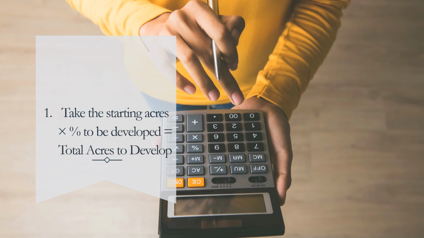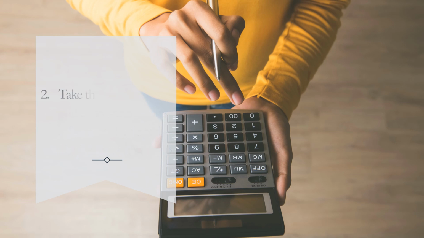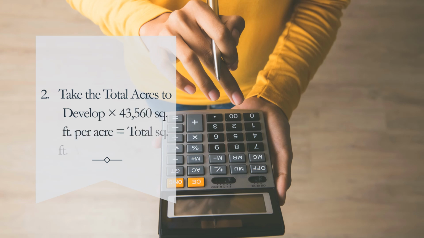One, take the starting acres and multiply it by the percentage to be developed. This will equal the total acres to develop. Two, take the total acres to develop and multiply by 43,560 square feet per acre. This equals the total square feet available to develop.